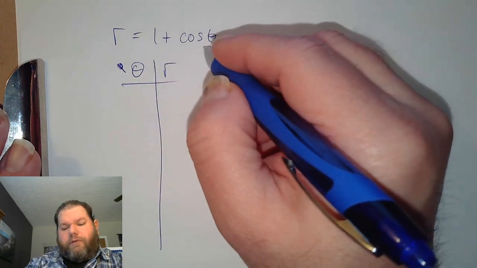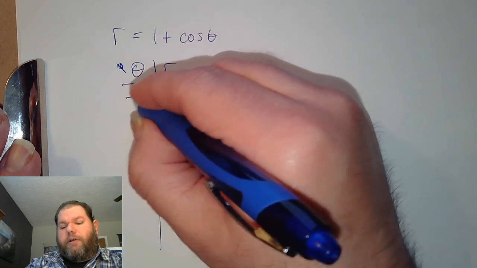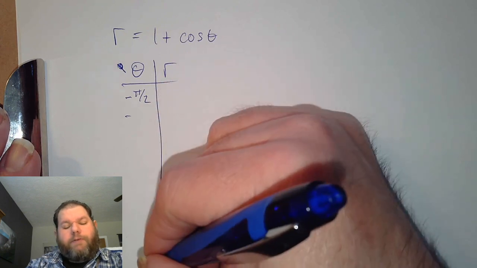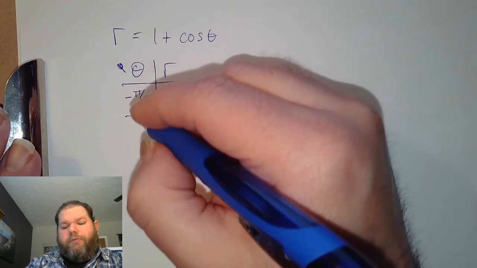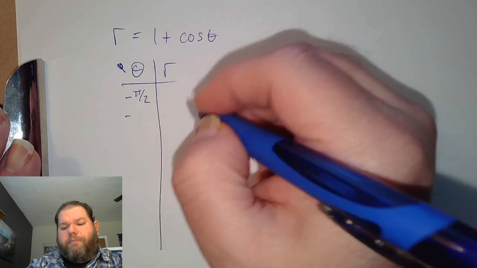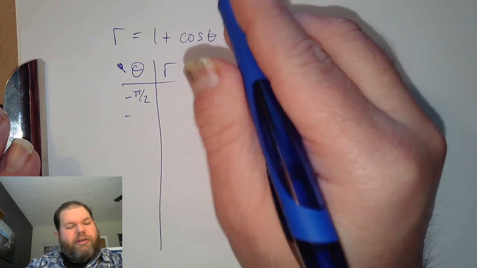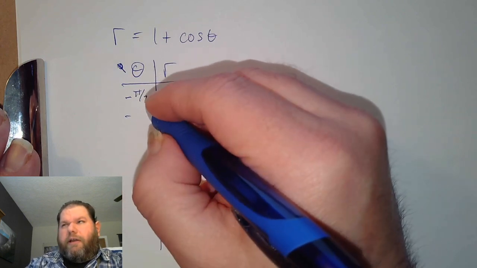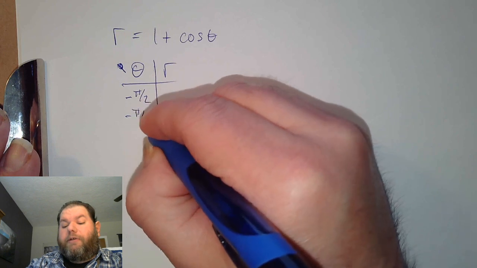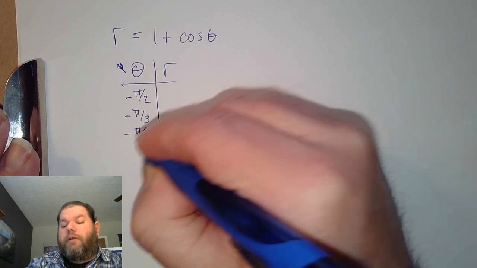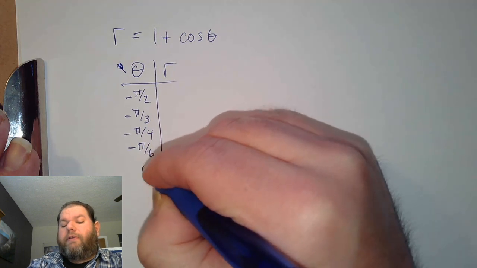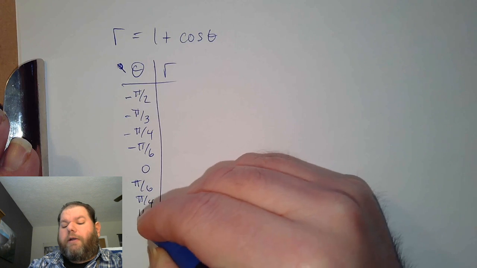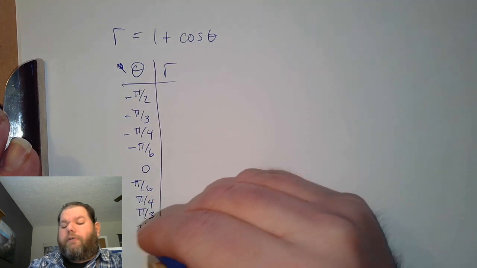Let's see, for cosine, I believe we want to start at negative pi over 2 and count up from there to positive pi over 2. So I think we'll do that. It changes from one function to the other, but I think that's correct here. After negative pi over 2 is negative pi over 3, negative pi over 4, negative pi over 6, 0, and then pi over 6, pi over 4, pi over 3, and pi over 2.